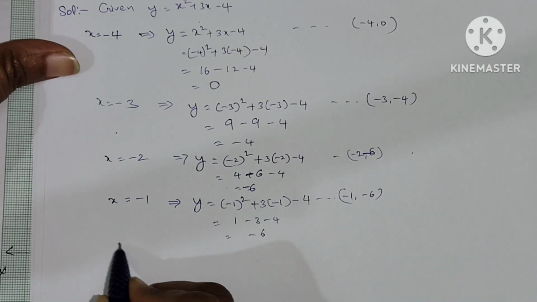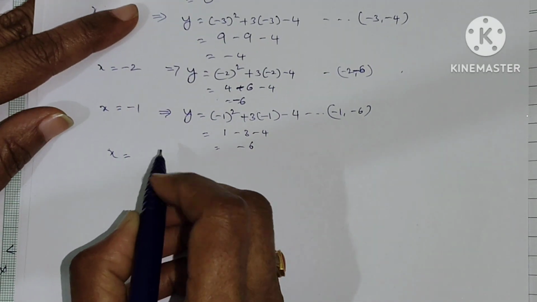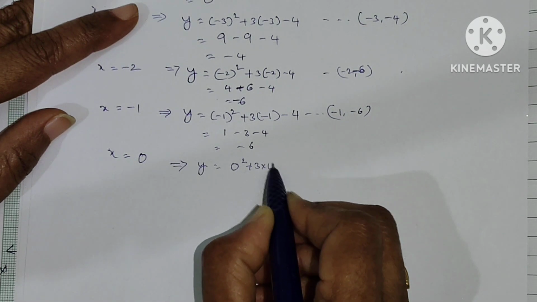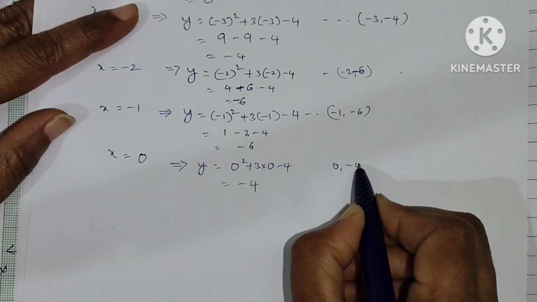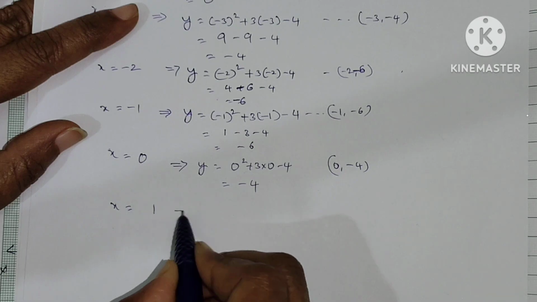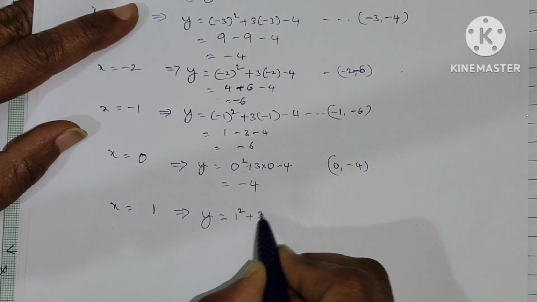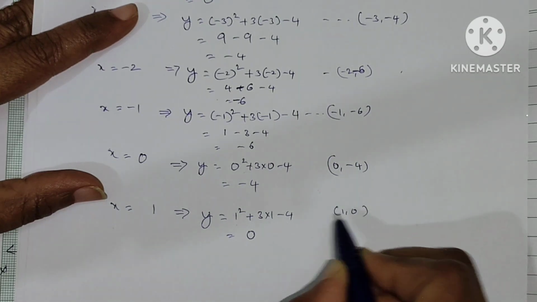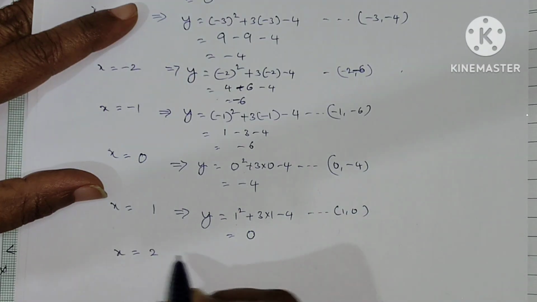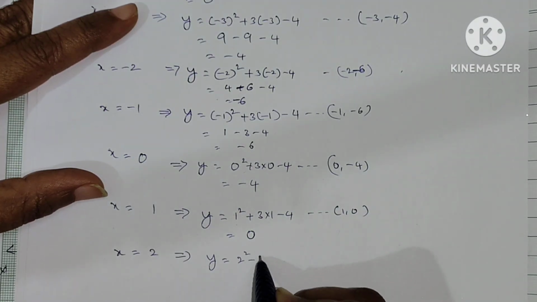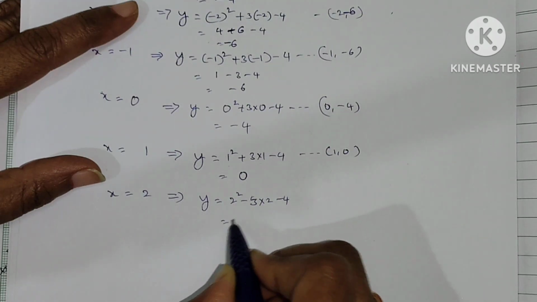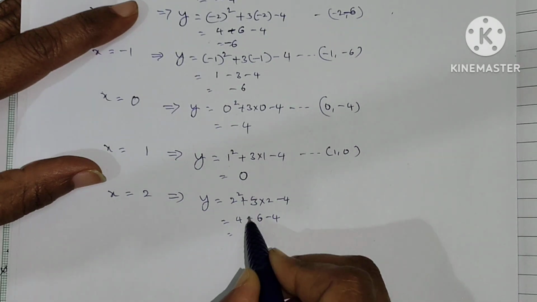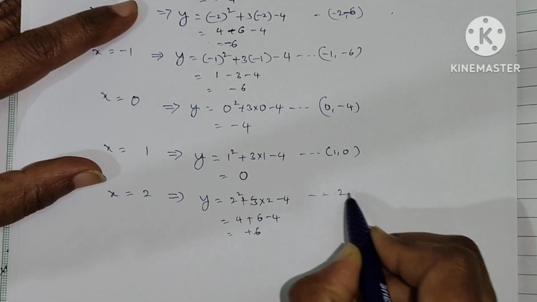Next x equals 0. X equals 0 means y equals 0 square plus 3 into 0 minus 4, which is minus 4. 0 comma minus 4 is the point. And x equals 1 means y equals 1 square plus 3 into 1 minus 4, which is 1 plus 3 minus 4, that is 0. So 1 comma 0 is the point. Next x equals 2 means y equals 2 square plus 3 into 2 minus 4. So 4 plus 6 minus 4, which is plus 6. So 2 comma 6 is the point.